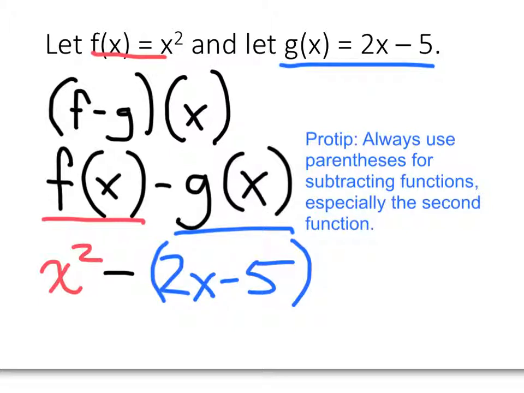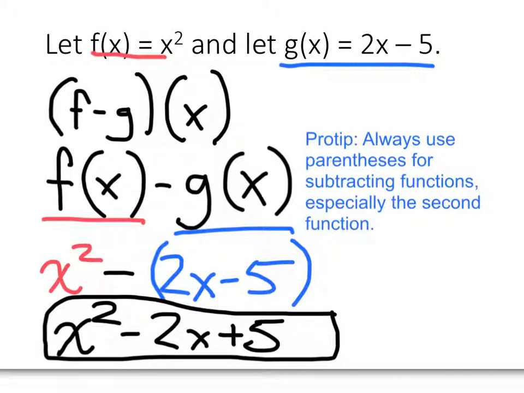Some people also like to think of this as distributing the negative, or as there's a negative 1 in front of the parentheses and you use the distributive property to multiply both terms by negative 1. Either way, there are no more like terms to collect, and so the expression for f minus g of x is x squared minus 2x plus 5.